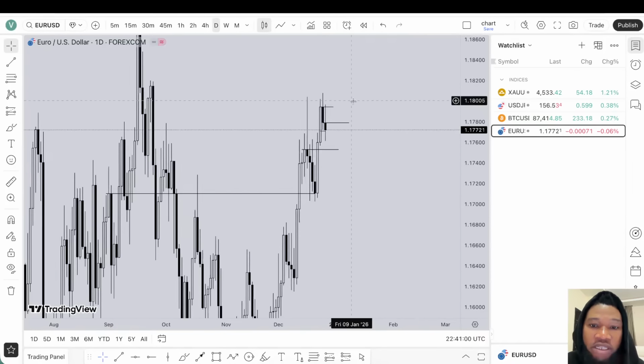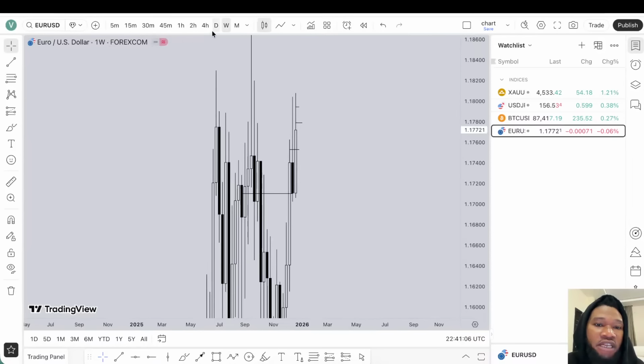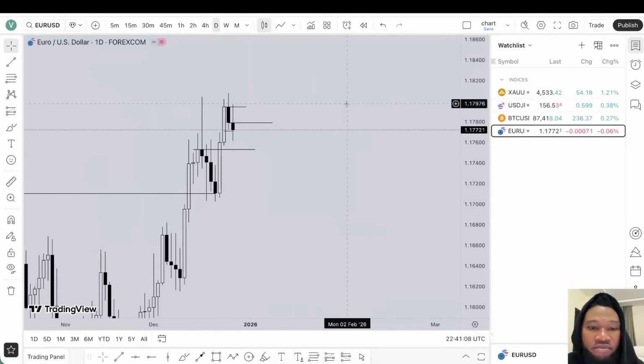Now this is what I'm saying. Where did I come from to see this trade? It was from my weekly. I saw the weekly, saw the storyline and everything, finally got to the daily. You get me?